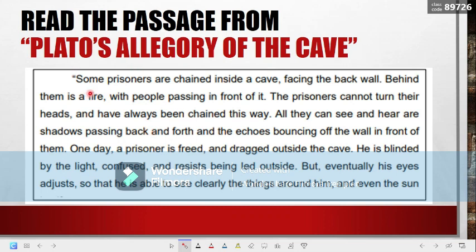Some prisoners are chained inside a cave, facing the back wall. Behind them is a fire, with people passing in front of it. The prisoners cannot turn their heads and have always been chained this way. All they can see and hear are shadows passing back and forth and the echoes bouncing off the wall in front of them. One day, a prisoner is freed and dragged outside the cave. He is blinded by the light, confused, and resists being led outside. But eventually, his eyes adjust so that he is able to see clearly the things around him.